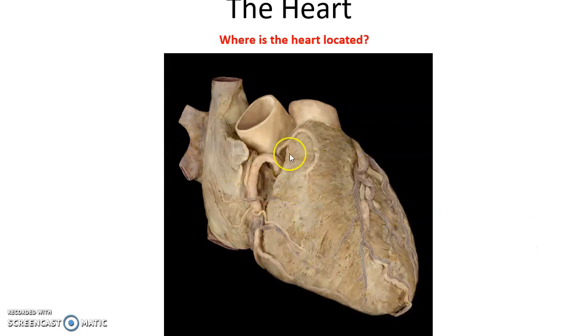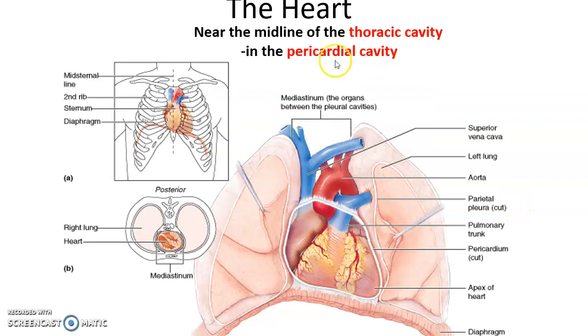Here's a lovely, clean-looking heart, probably too clean because there should be some fatty tissue on it. Where is it found? Hopefully you got it right. It's found in the thoracic cavity.